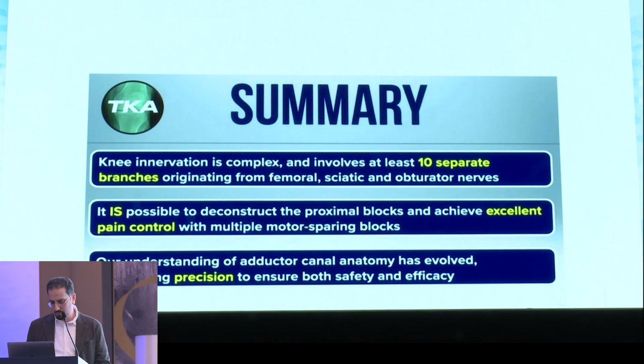And so in summary, the innervation is complex with 10 separate branches. However, with good motor-sparing blocks, we could have excellent safety and efficacy. Thank you very much.